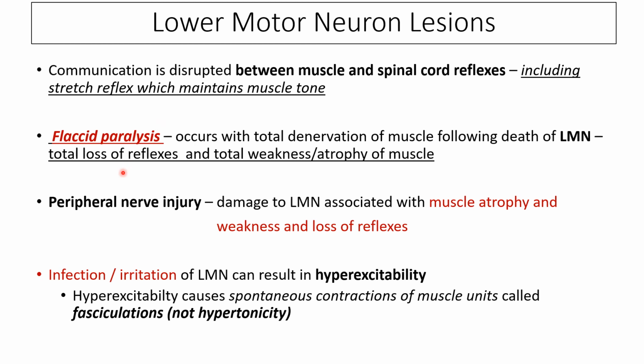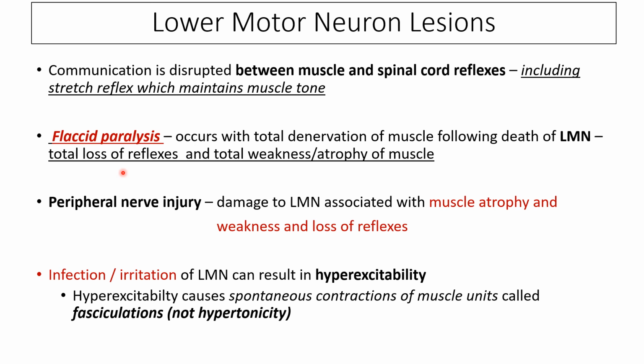Didn't mention this on the last slide, but if you were to actually cut the spinal cord right through, and you have a complete upper motor neuron denervation of voluntary muscles, it would result in a spastic paralysis.